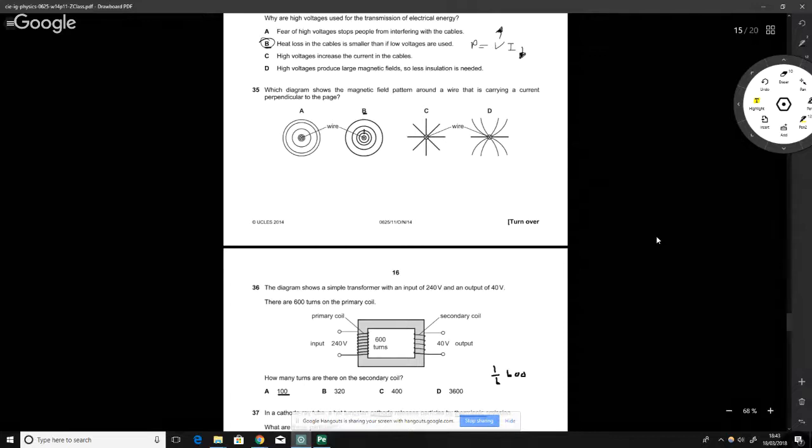Okay, this is just showing which diagram. So we know that it goes around the wire, so it could be either of these initially. But if we look at how the lines are forming, you get the lines more tightly packed. In other words, the magnetic field is stronger closer to the wire, so therefore B is the answer.